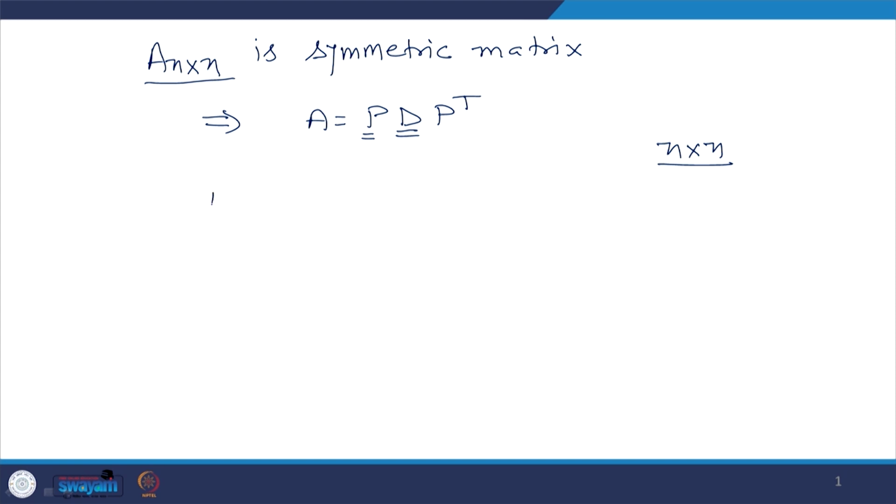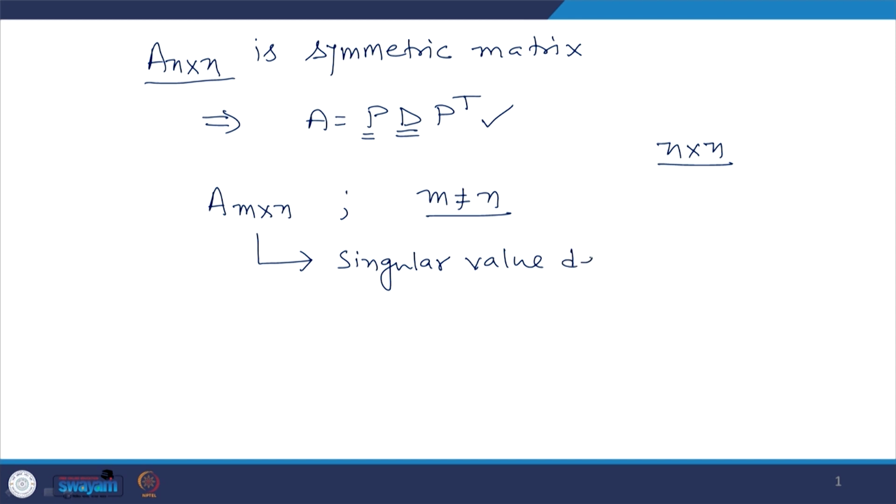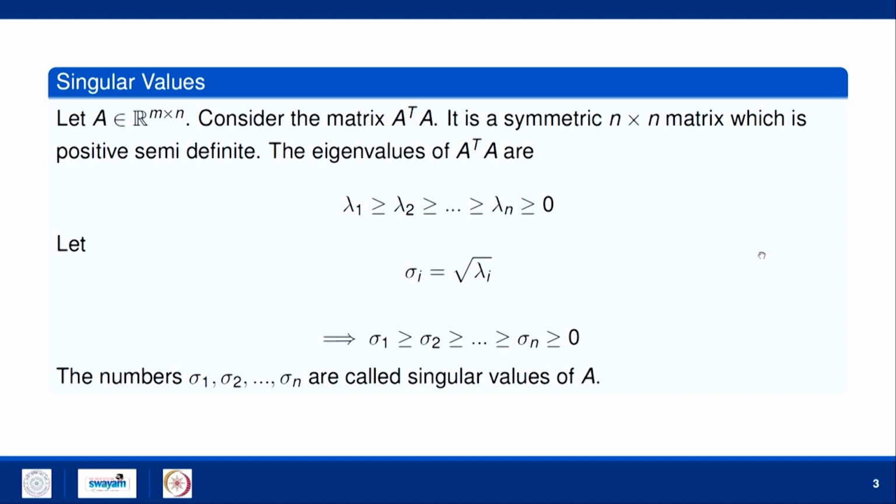If A is an m by n matrix where m is not equal to n, in this case such kind of diagonalization is not possible. So what to do? In this lecture we will learn singular value decomposition. Let us first learn what we mean by singular values.